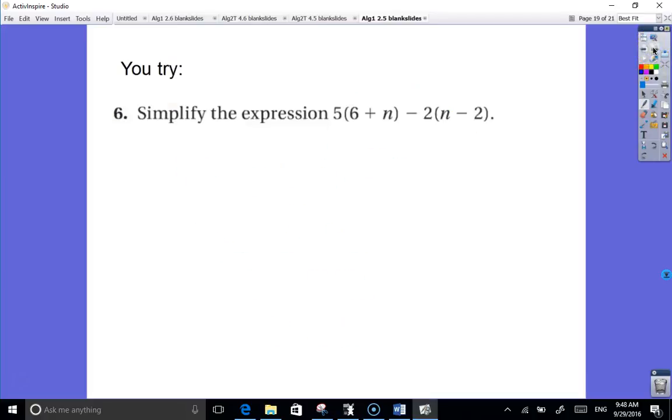So try that one. Okay, so this is going to be 5 times 6 and 5 times n, which makes 30 plus 5n. Many of you didn't write 5n. You just wrote down n. That's kind of fundamental. It's like, then you flunked the distributive property, because that's what the distributive property is. Now negative 2 times n is negative 2n, and negative 2 times negative 2 is positive 4. So make sure you flip the sign. Now which are the like terms that we can combine?